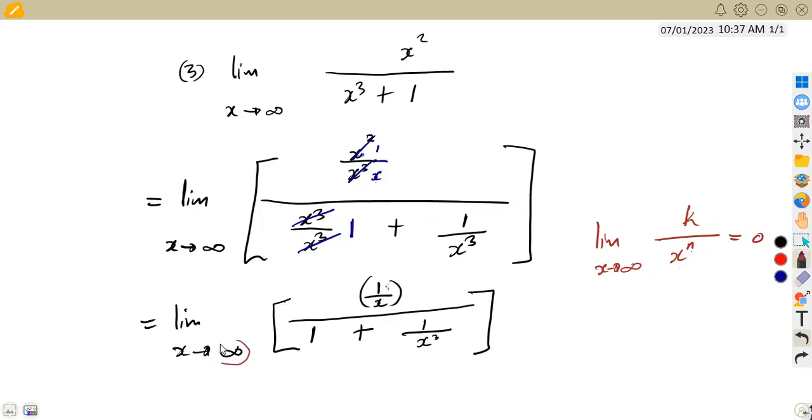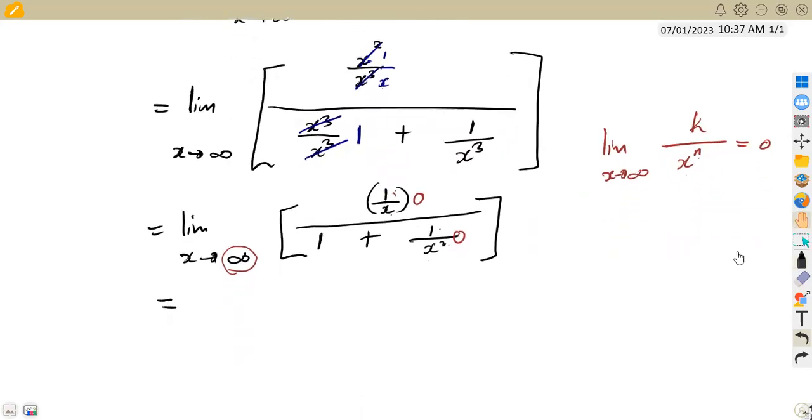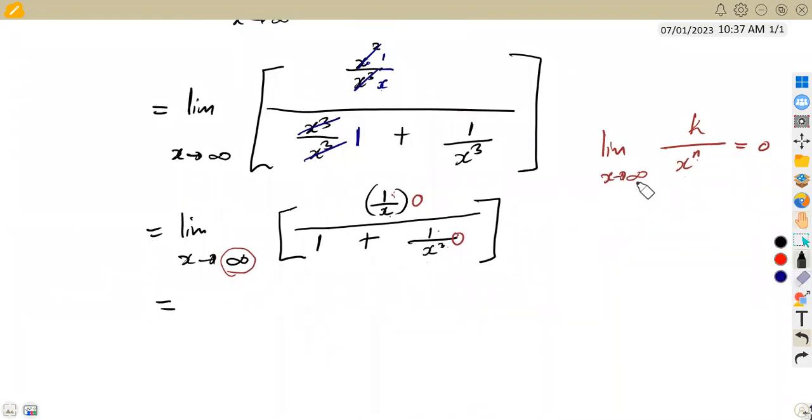So the moment we substitute infinity into 1 over x, just like this part, this one is going to give us a 0. The same thing here, we've got 1 over x to the exponent of 3. This one also is going to give us a 0. So at the end, we are going to remain with the limit as x approaches infinity, 0 over 1 plus 0 in this case. As we know, guys, 0 over any number, like 0 over 1, is just a 0.